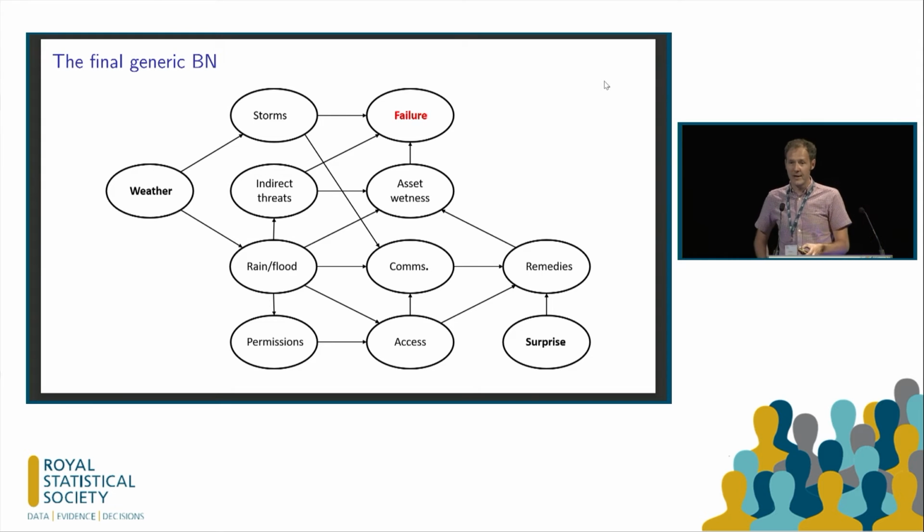And so a lot of the time, there's things that they can do, but the emergency services won't allow them to access their own assets. And so access and permissions from the emergency services are quite an important part of this story. And then typically, once things get wet, certainly once electrical things get wet, that's the time when you get lots of these failures, alongside things like indirect threats. So in the case of strong winds, indirect threats could be trees falling on things and power lines blowing over and things like that.